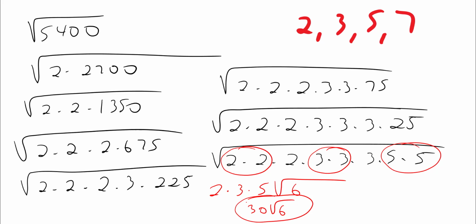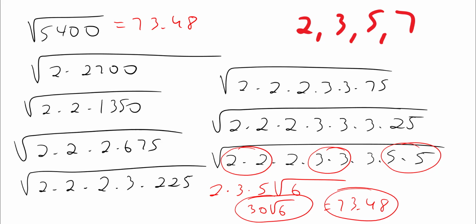30 root 6. If I type this in my calculator, the square root of 5400, I get 73.48. If I type in 30 root 6, so 30 times root 6, what? 73.48. I get the same thing. Okay? So this is the nastiest problem I could possibly do. So let's do a problem where it's not just a square root.